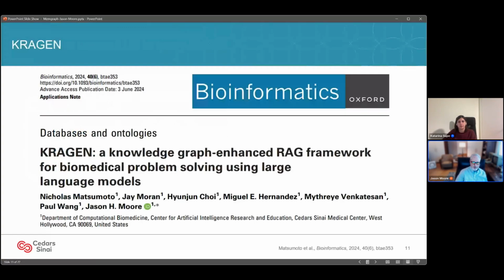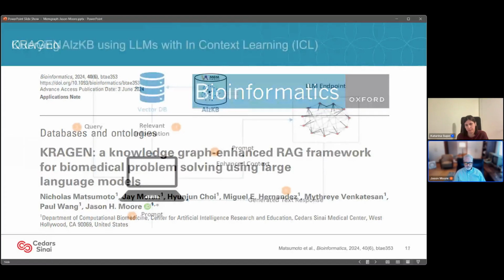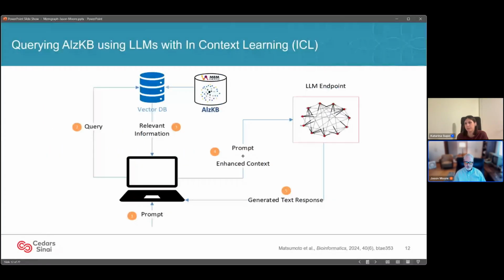So about a year ago, we developed a large language model tailored to the knowledge graph, a method we call Kragen. I'll show on the next slide how this works. This paper was just published a few months ago, so it's been peer reviewed and published in the Journal of Bioinformatics. And this is what we had to do to get ChatGPT to accurately answer questions about our knowledge graph.